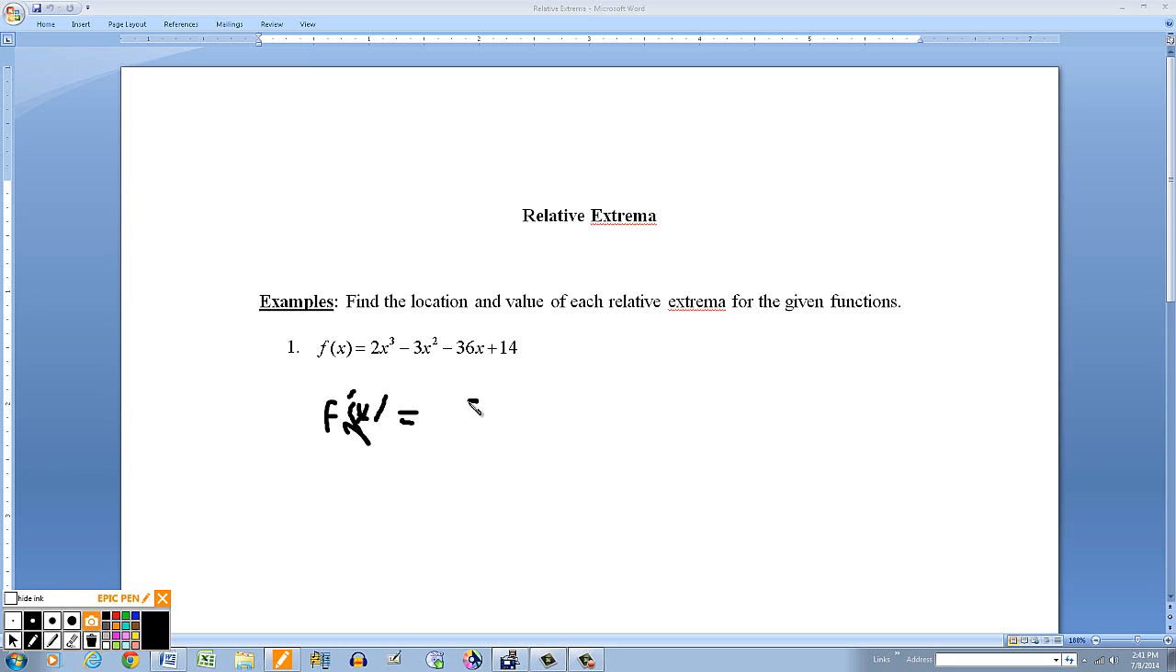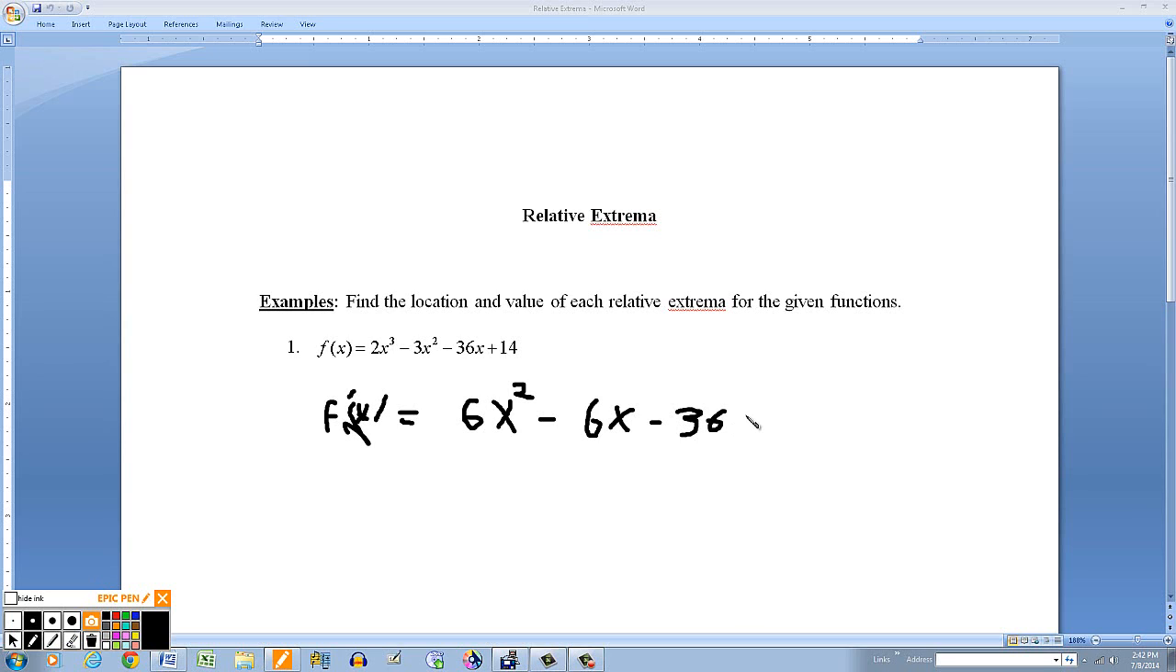It's a nice polynomial, so the first term has a derivative of 6x squared. Okay, so this is 6x squared minus, and the derivative of the second term is 6x, using your basic formulas for derivatives. The derivative of minus 36x is minus 36. And the derivative of 14, being a constant, is 0.